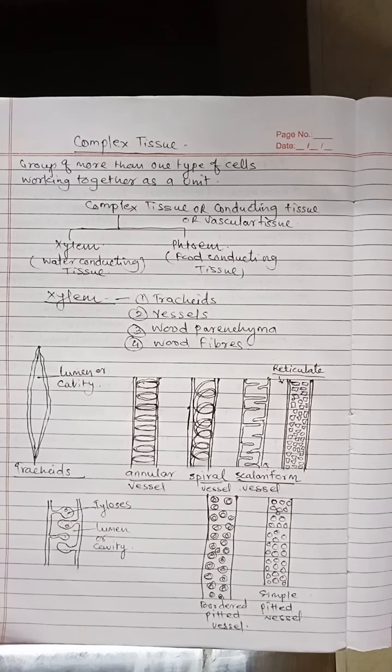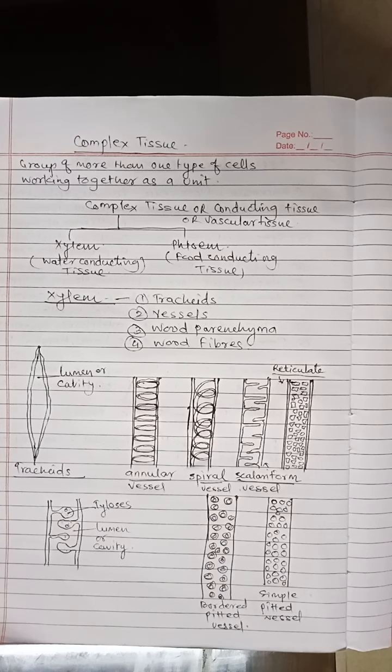First one, tracheids. The cells are much elongated with tapering ends. These are dead cells with large and empty central cavity called as lumen. The walls are lignified and have bordered pits. They are mostly angular in cross section. These cells are present in the organs parallel to the long axis.